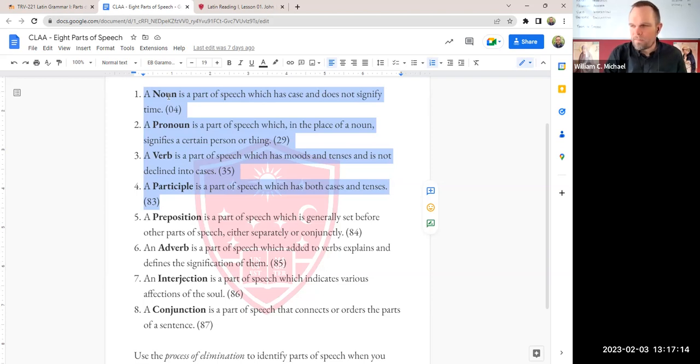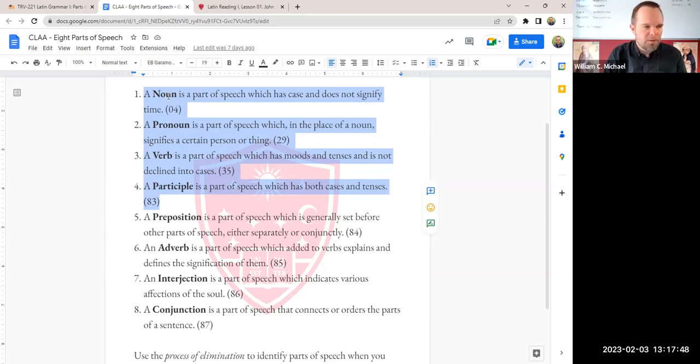Let's look at the second option, a pronoun. A pronoun is a part of speech which, in the place of a noun, signifies a certain person or thing. Is the word principio standing in the place of a noun? No, very good. So it can't be a pronoun. We said that principio cannot be a verb. Why did we say that principio cannot be a verb? Why can principio not be a verb?